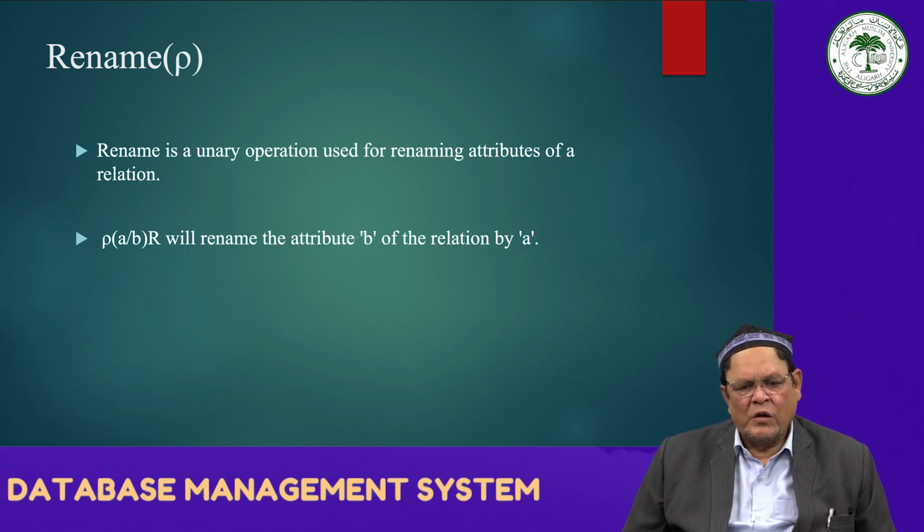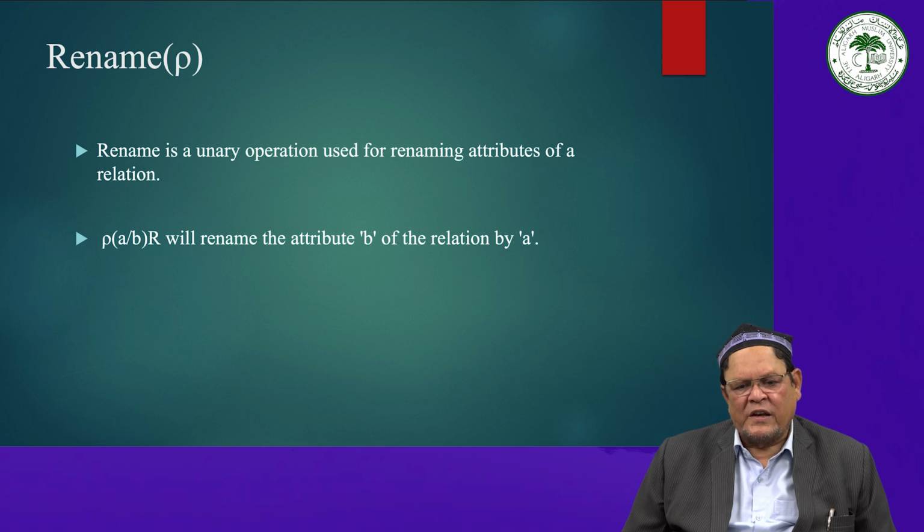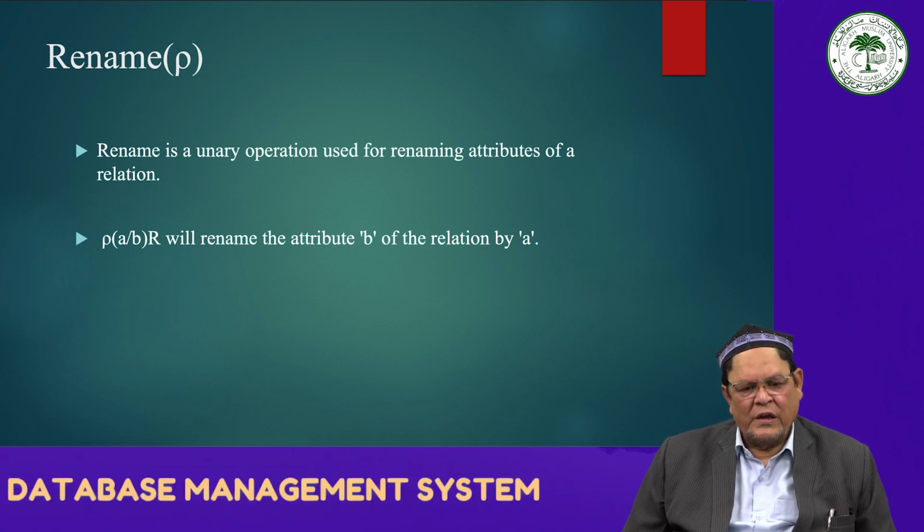Rename is useful for improving the readability and clarity of queries. Rename is a unary operator used for renaming attributes of a relation. If we write rho A belongs to B of R, then it renames the attribute B of the relation by A.